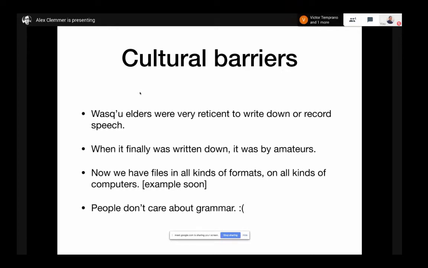Another cultural problem is people tend not to care very much about grammar on the reservation. I'm not sure why this is, but it's really difficult to teach a language if people aren't interested in learning something that's really fundamental about it. That's a thing we struggle with a lot.